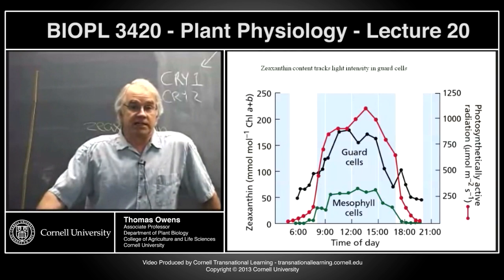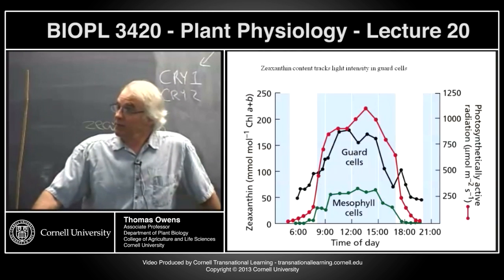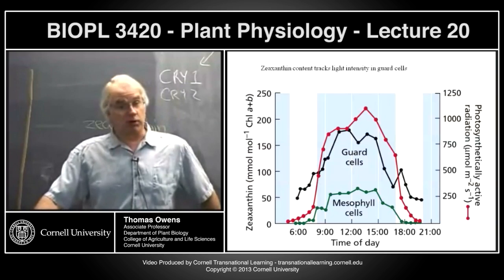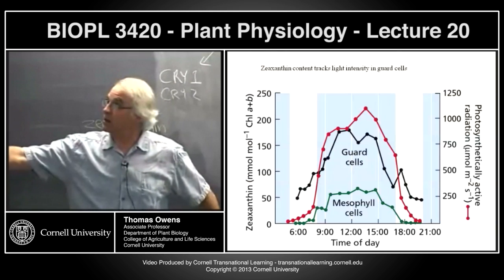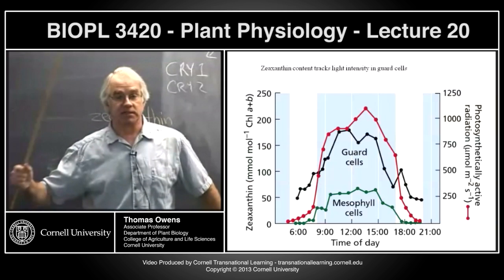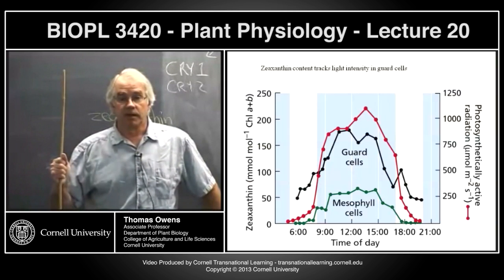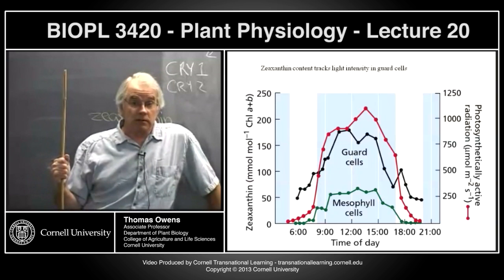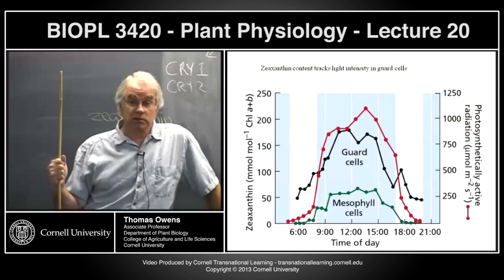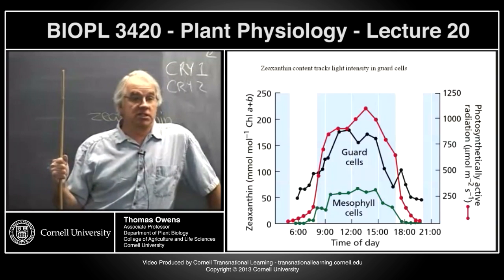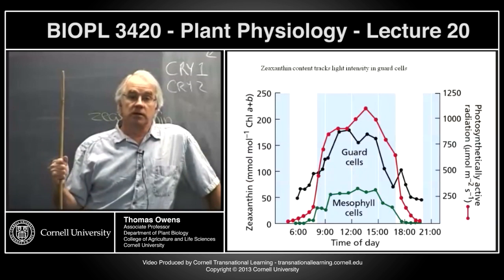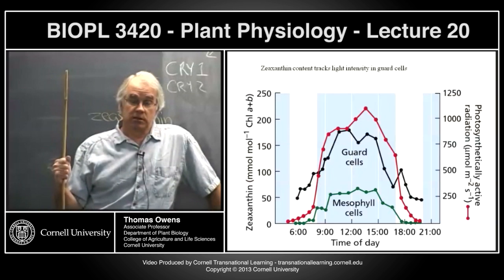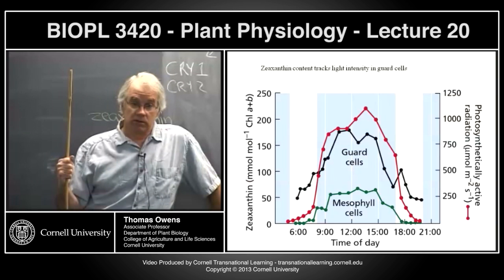If you look at zeaxanthin in the guard cells, the amount of zeaxanthin that's made per chlorophyll is much higher in the guard cells than it is in the mesophyll cells. And this was the first clue that Zeiger, the guy who writes the textbook, took to suggest that zeaxanthin may be playing a role in regulating stomatal aperture in guard cells.